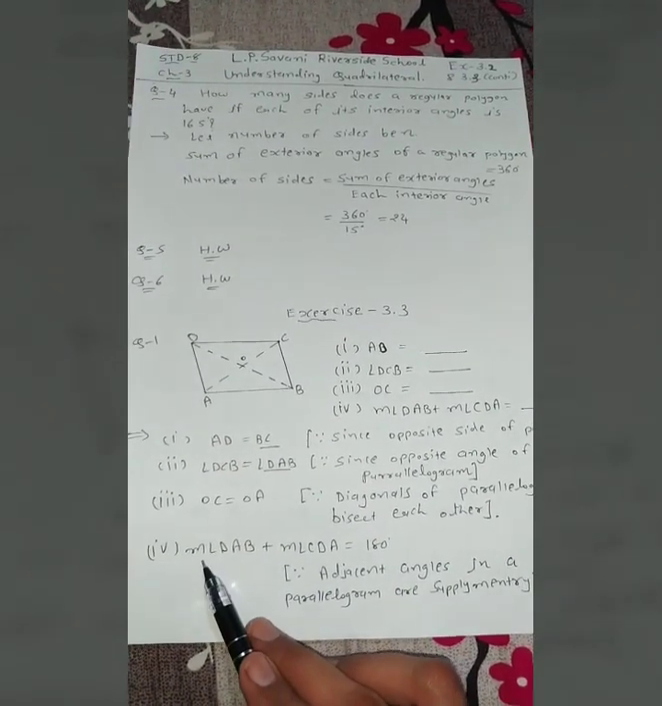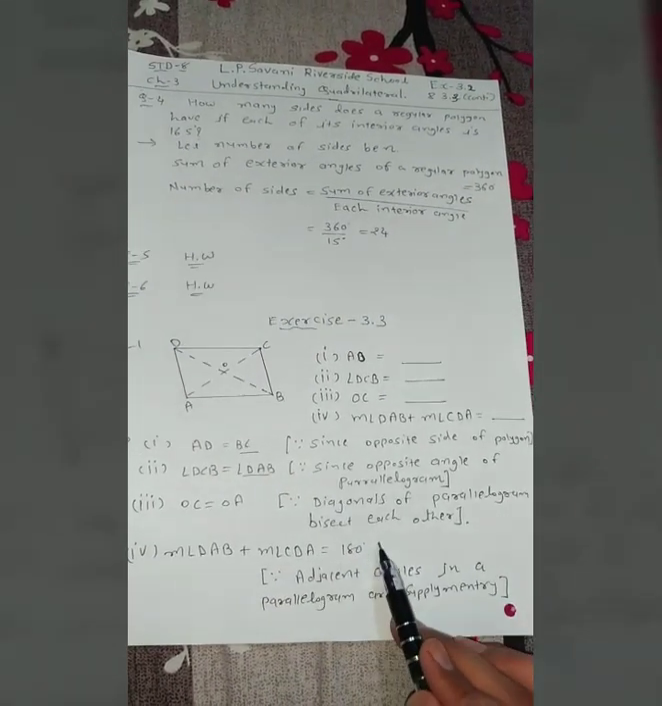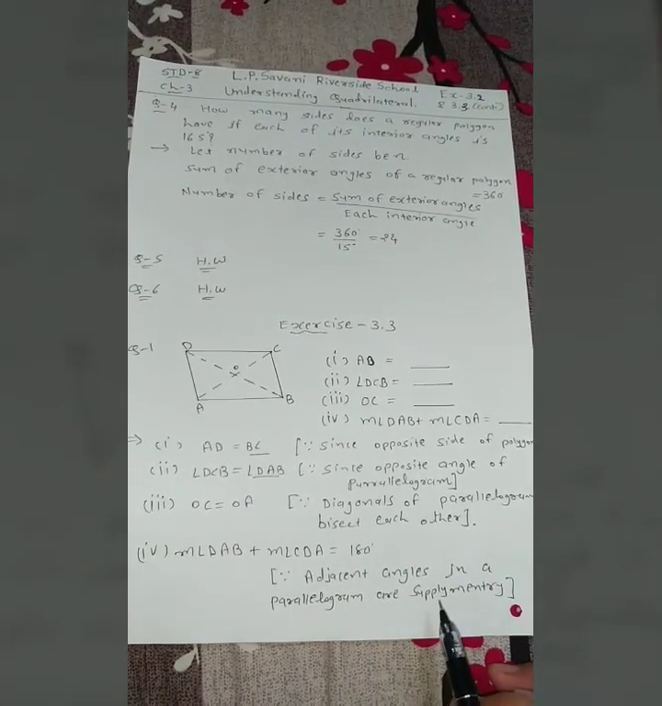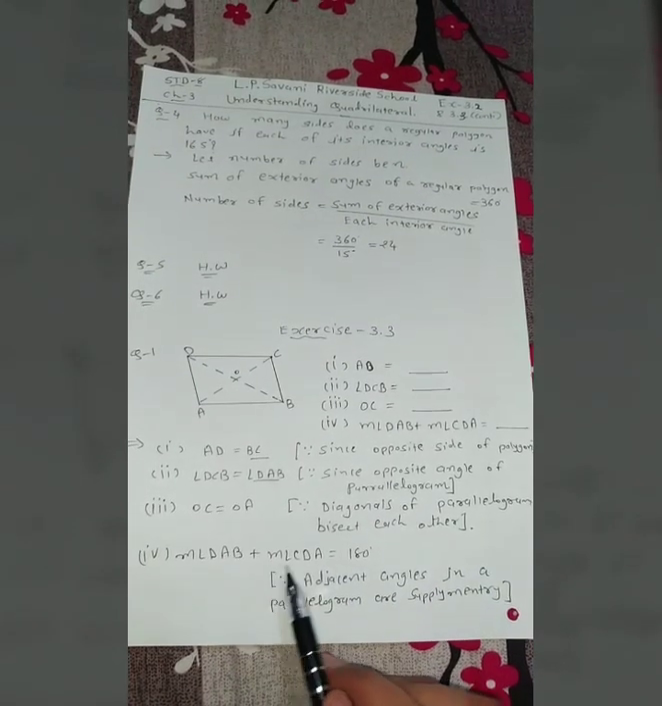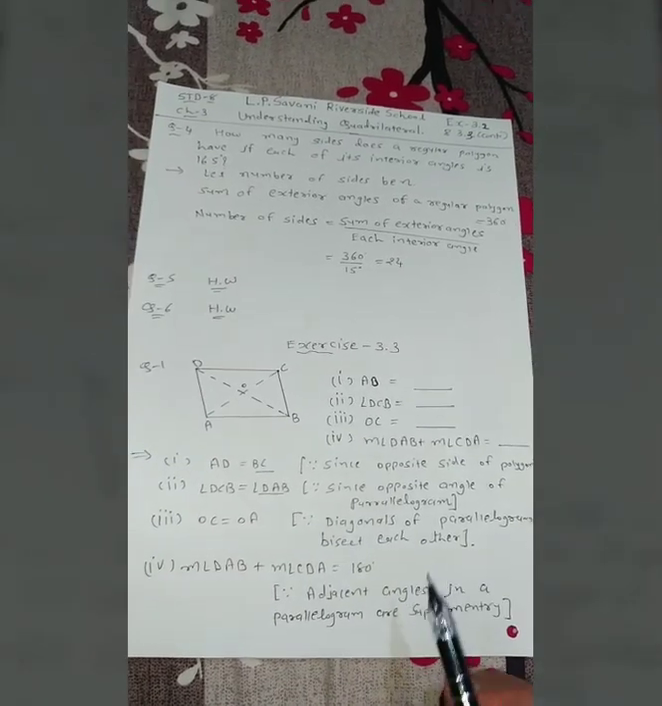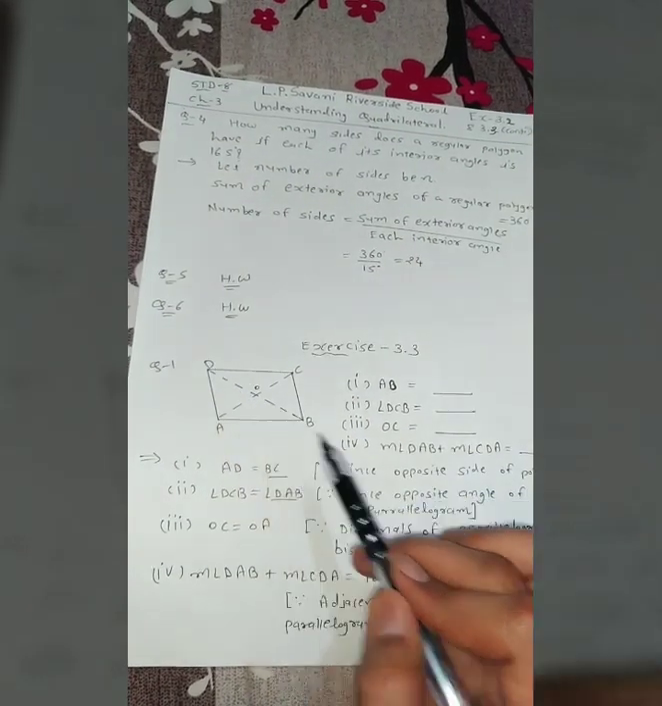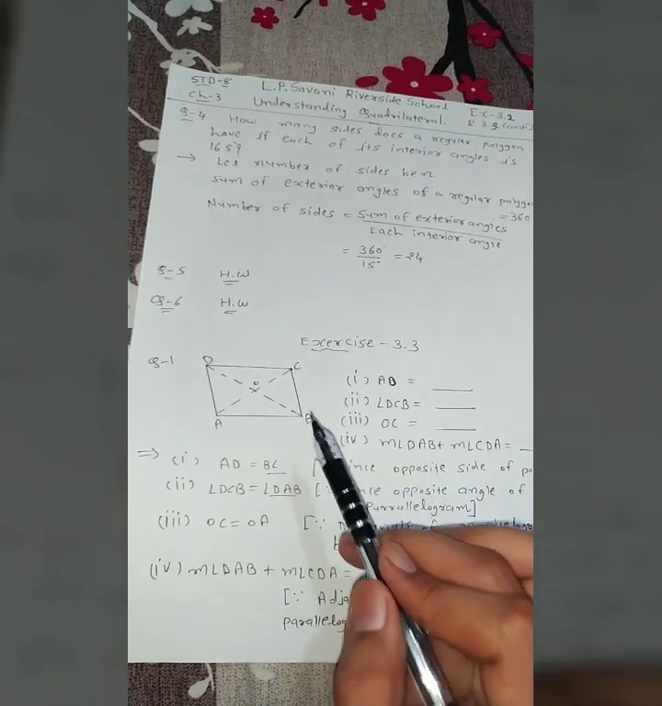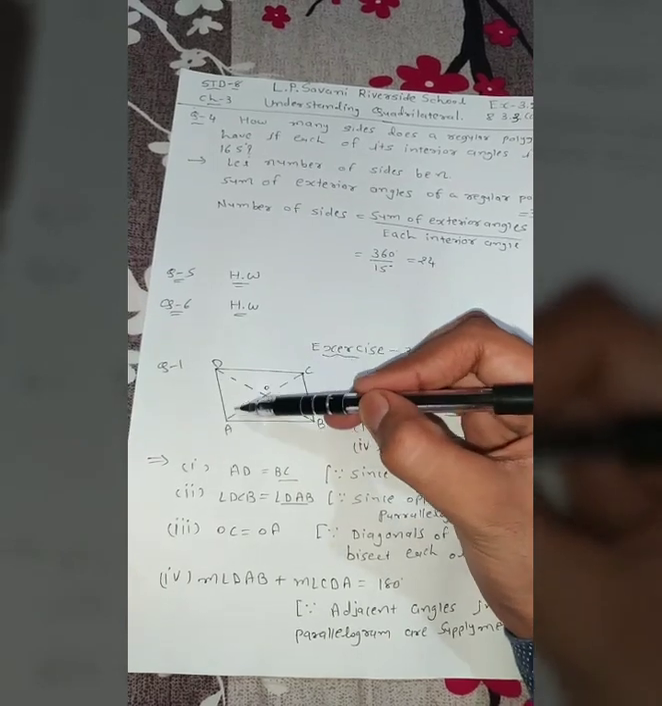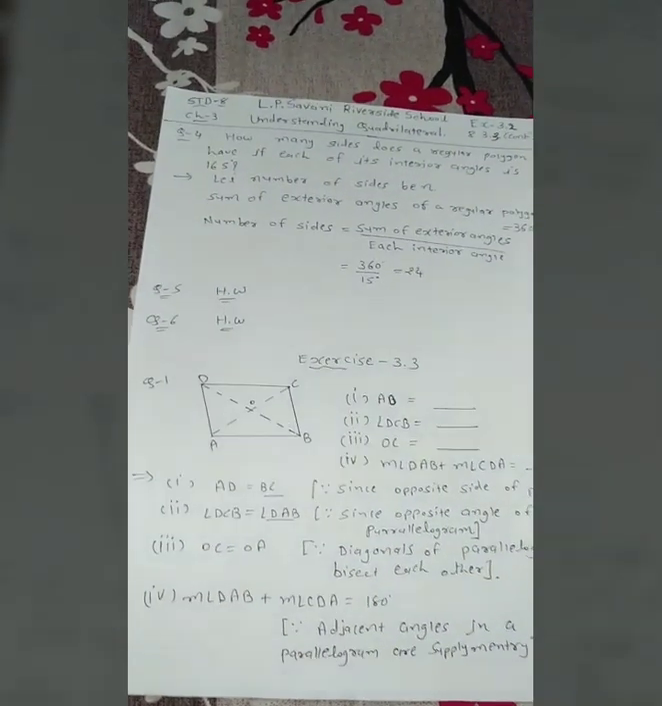Then measurement of angle DAB plus measurement of angle CDA is equal to 180, because adjacent angles in a parallelogram are supplementary. Supplementary means the summation of these two angles is equal to 180, and those are our adjacent angles. We can see DAB and the other is CDA. Okay, so these two are adjacent angles because they are next to each other, and these two adjacent angles are supplementary.